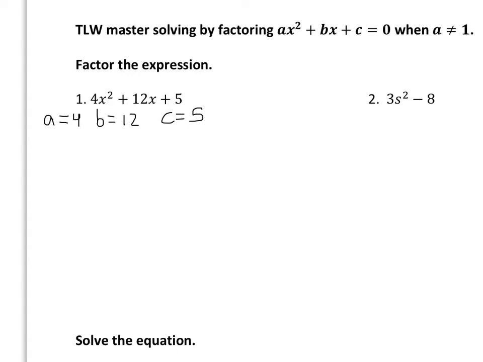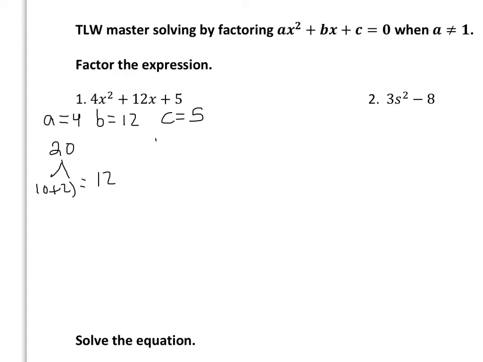So we do a times c is 20, and they have to add to equal 12. So what things multiply to 20 and add to equal 12? 10 and 2. But remember, here's the tricky part. We can't just say those are the answers, because see how a is 4x squared? You have to think, how do you multiply to equal 4?